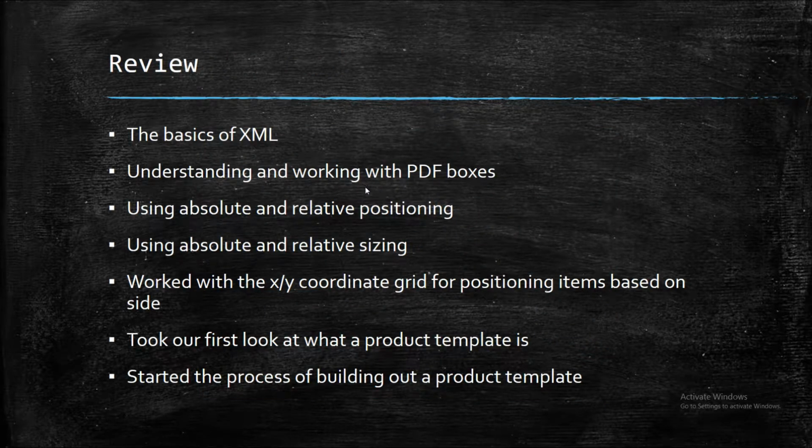So let's take a minute and just review real quick the things that we've covered throughout this course. So we started by looking at the basics of XML. We also looked at working with PDF boxes. Then we went into using absolute and relative positioning, as well as using absolute and relative sizing when working with those boxes. We worked with the XY coordinate grid for positioning items based on side. We took a look at our first product template, and then we started the process of building out our first product template.